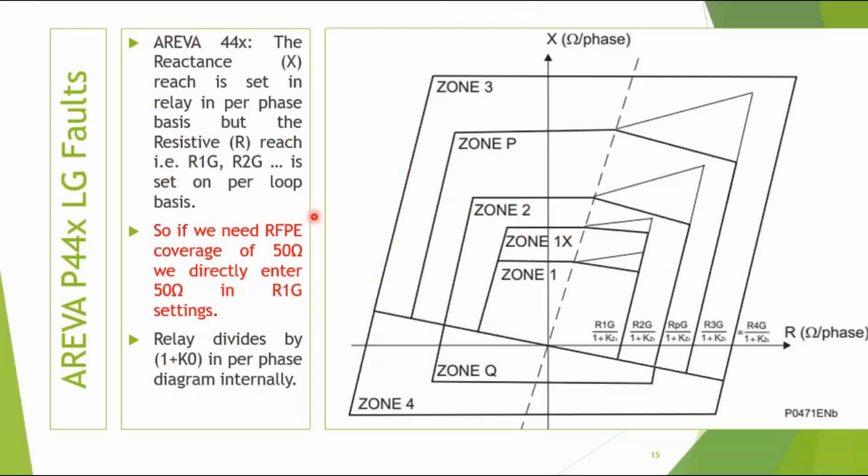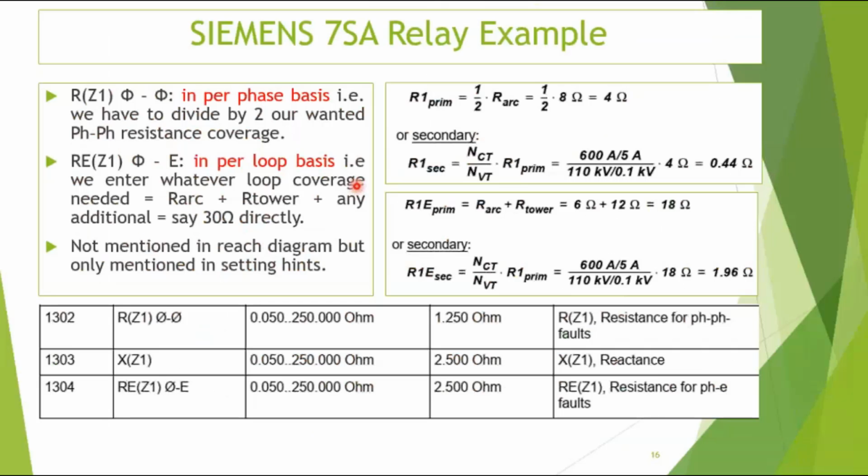Let me go to this slide and then I'll come back. See, this is a Siemens relay. In a Siemens relay, if I need an arc coverage of 8 ohm, I will have to set the relay at 4 ohm. Otherwise, it will go wrong, because the phase to phase RZ1 is on a per phase basis. Again, this is not directly mentioned in the reach diagram, but only mentioned in the setting hint. This is taken from the setting hint.